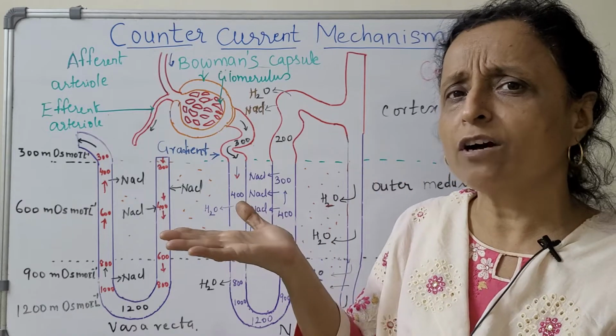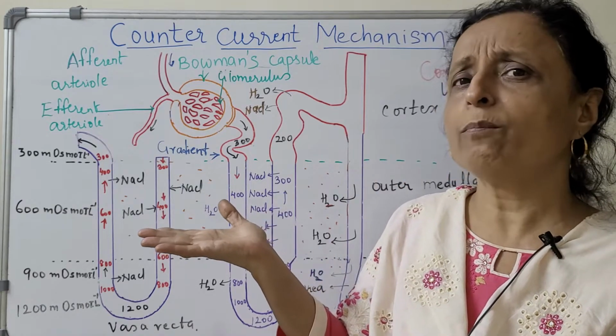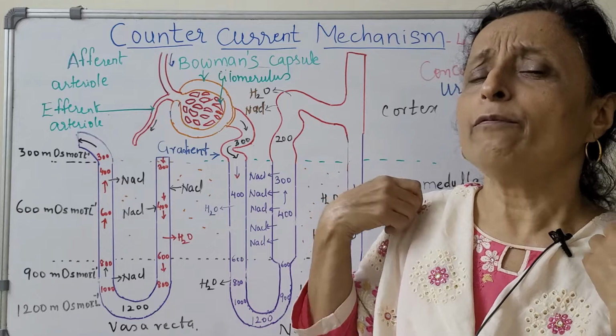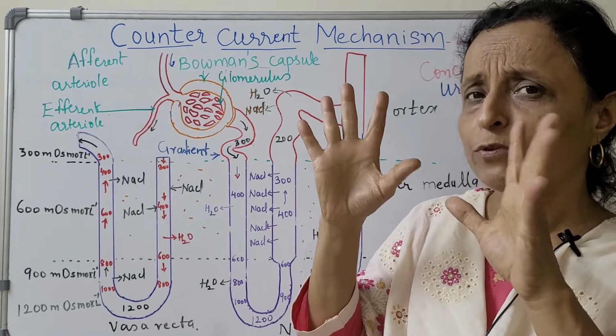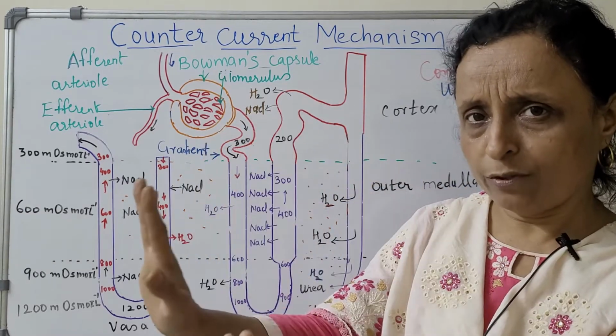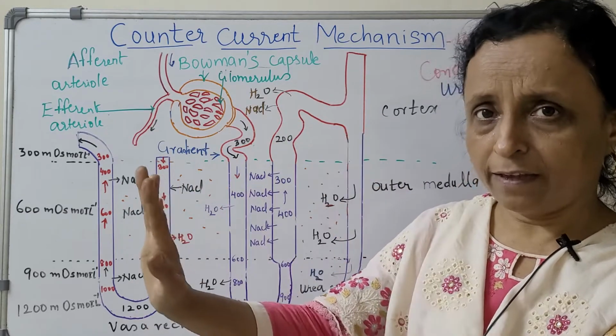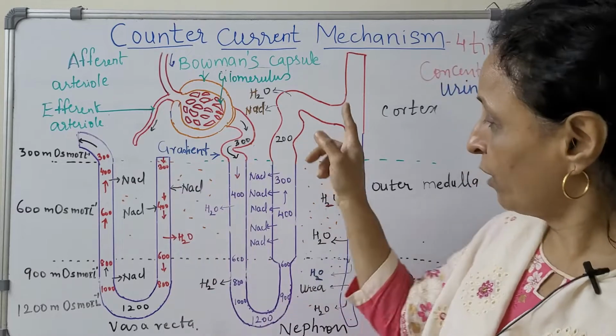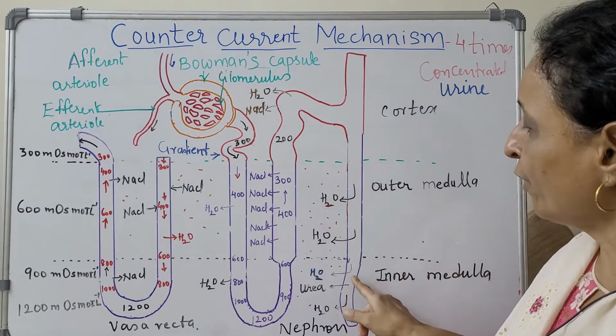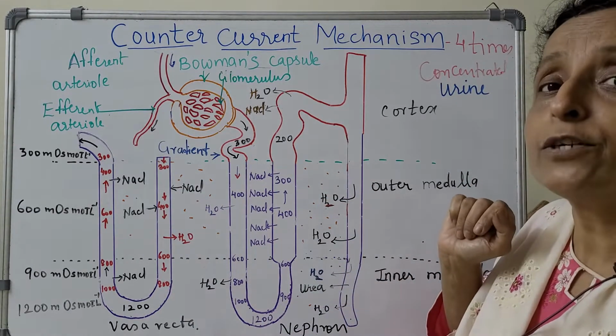What we require is concentrated urine with more urea. So water has to be absorbed. Our body requires water. Our body requires NaCl. They are there in the body itself. What is going out is urea. It will go out from the collecting tubule.